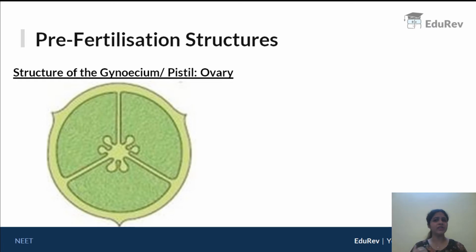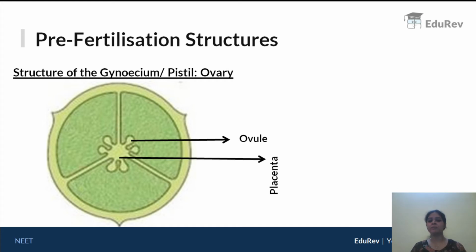Now let's study what are the different parts of this typical ovary. The first thing that you will find in the ovary is the presence of a number of ovules. You can see that these ovules may be around 6 of them, these small bulb-like structures. Now these ovules have a point of attachment, and that point of attachment is nothing but the placenta.